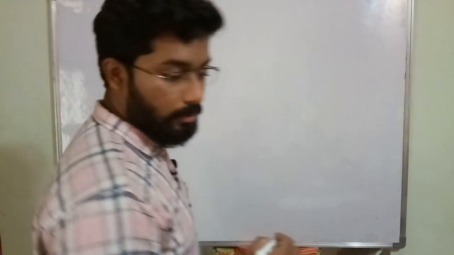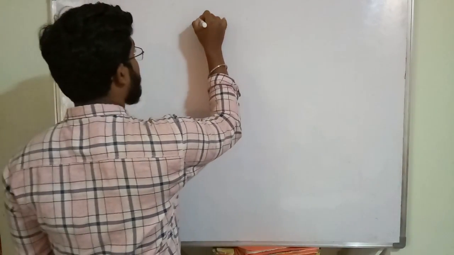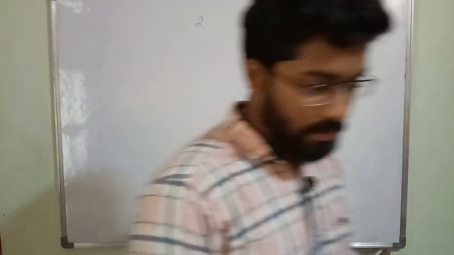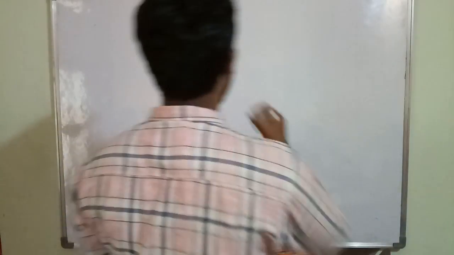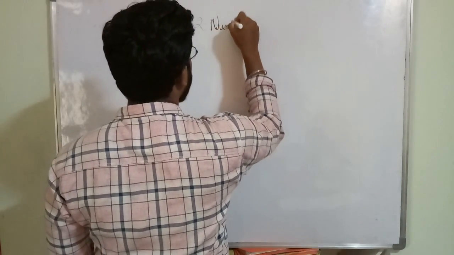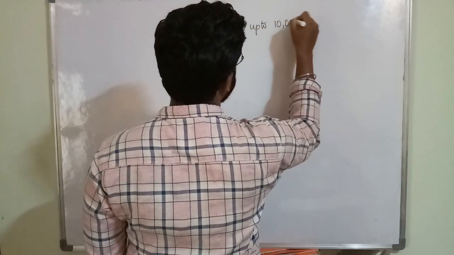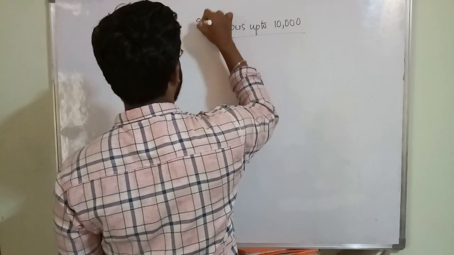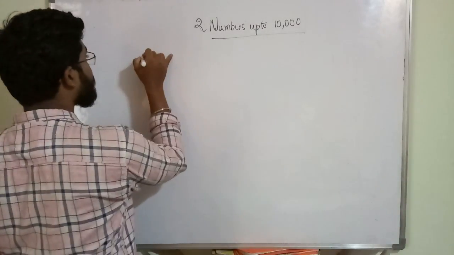Okay students, in today's class we will continue from your page number 81, 4 digit numbers. So this is your chapter 2. This is your chapter 2, numbers up to 10,000, no? So this chapter name is numbers up to 10,000. In this we are discussing about 4 digit numbers.